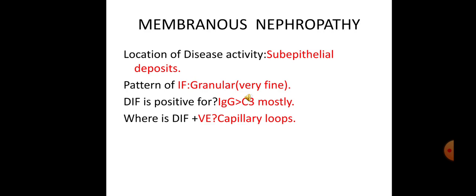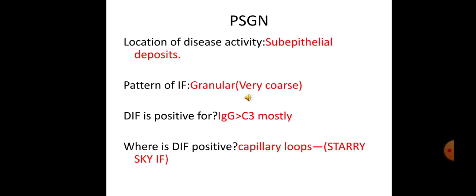Coming to membranous nephropathy, here the location of disease activity is subepithelial. The pattern of immunofluorescence is granular. DIF is positive for immunoglobulin G, then C3, mostly. DIF is positive along the capillary loops.